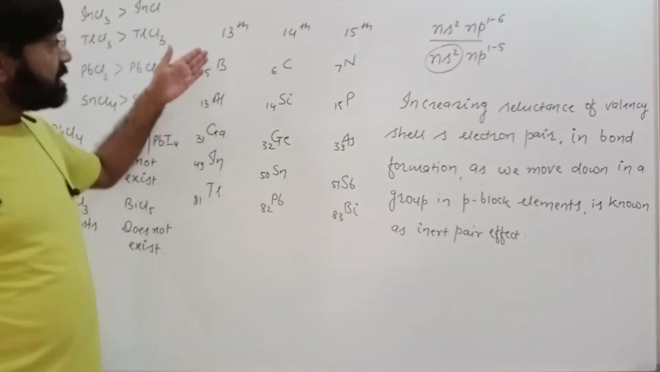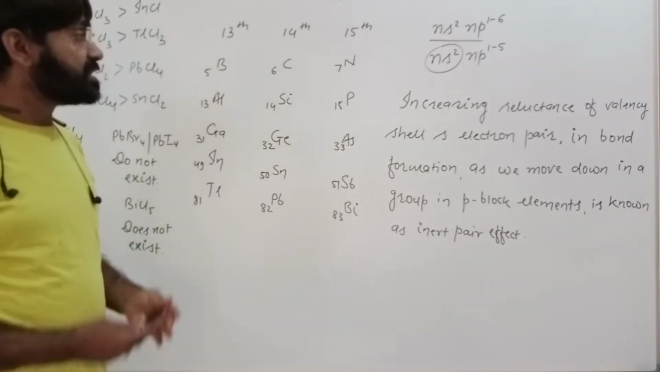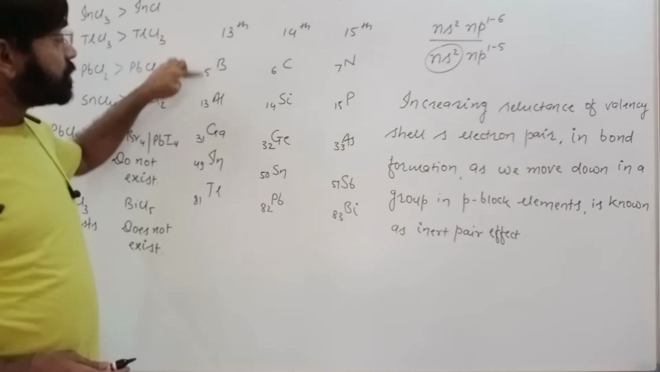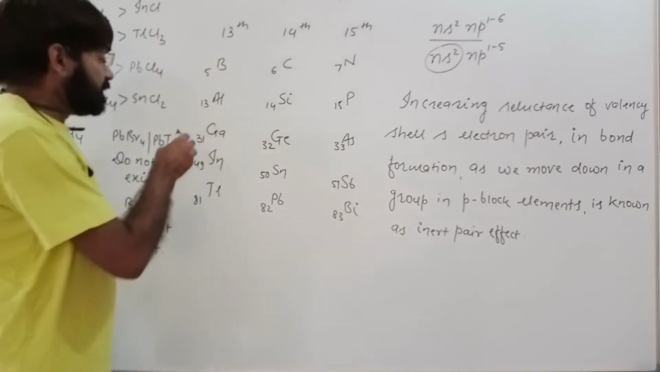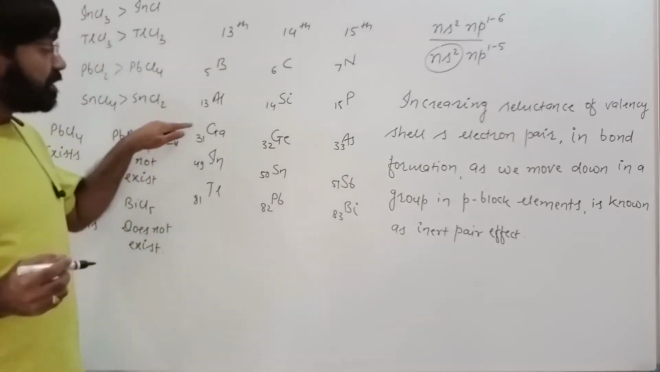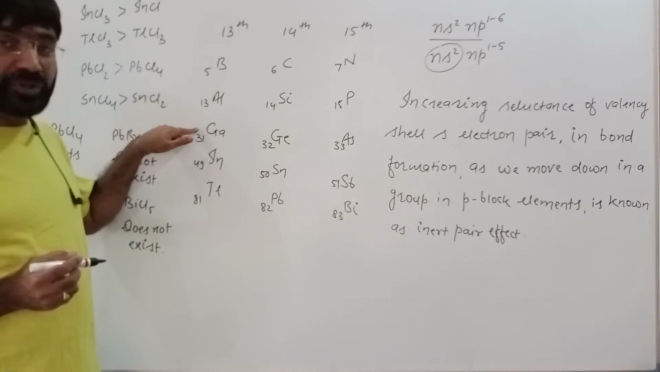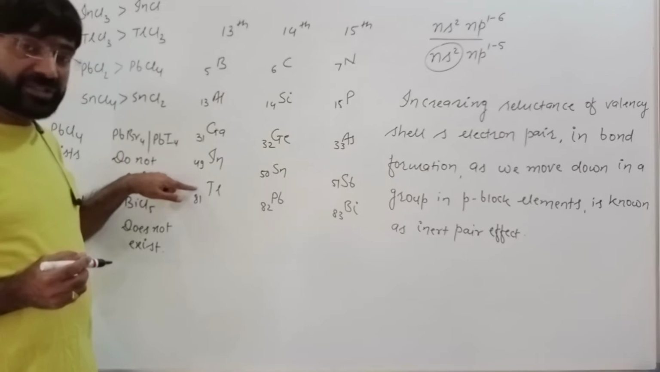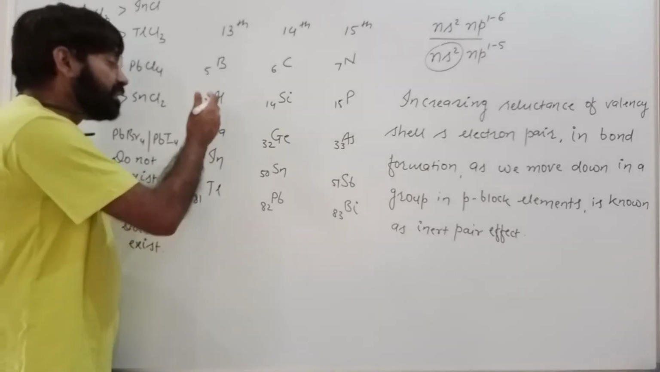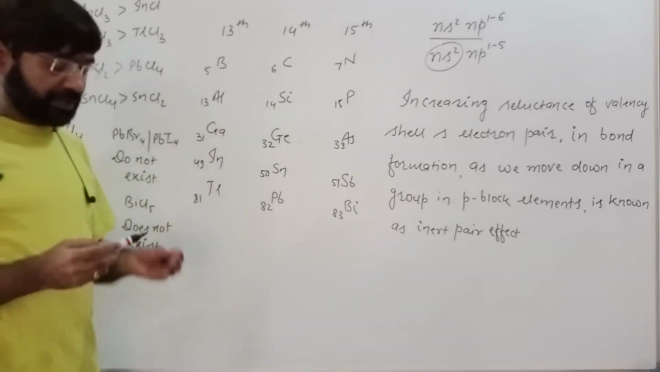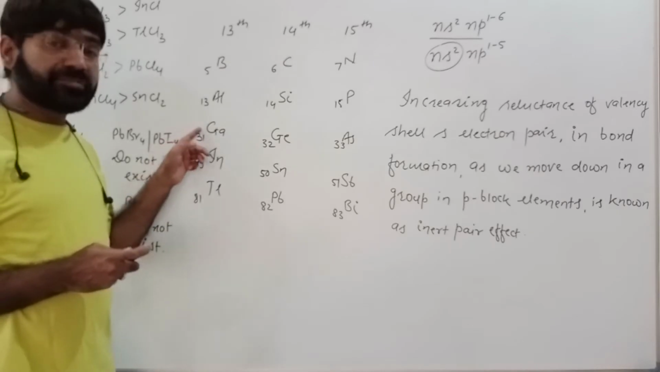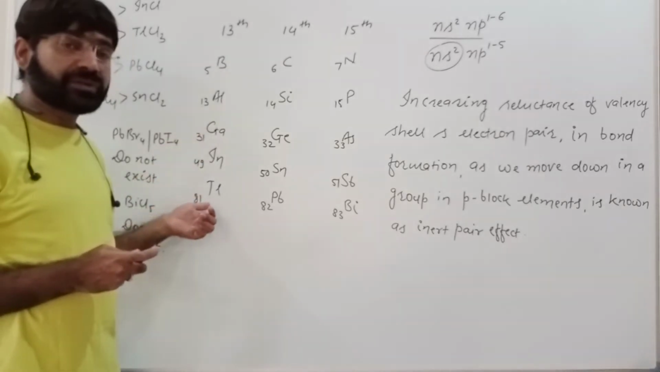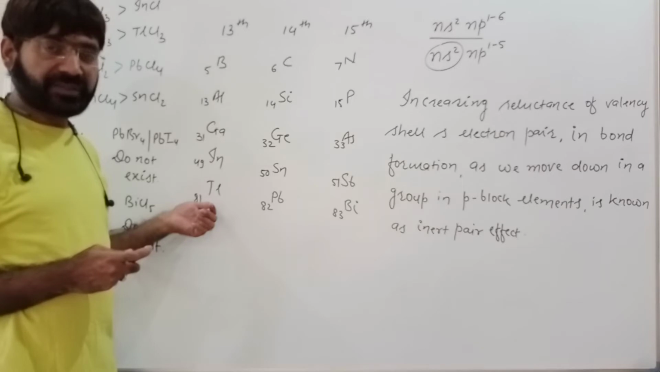When we analyze the electronic configuration of these elements, we find that the inert pair effect is observed from element number 3 in a group of the periodic table, then in element number 4 as well, and in element number 5 as well. So as we move down in a group, the inert pair effect is observed from element number 3 and goes up to element number 5.